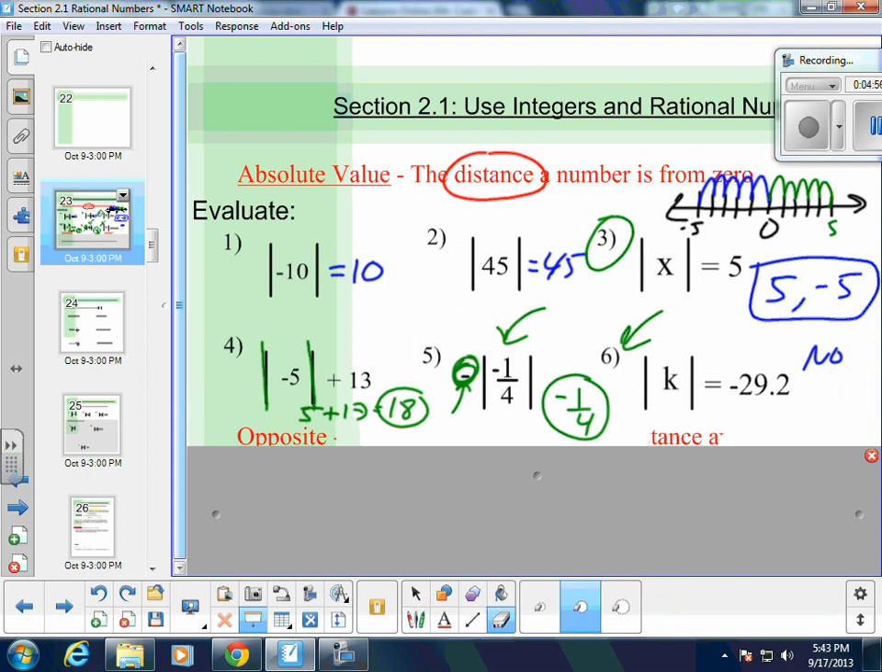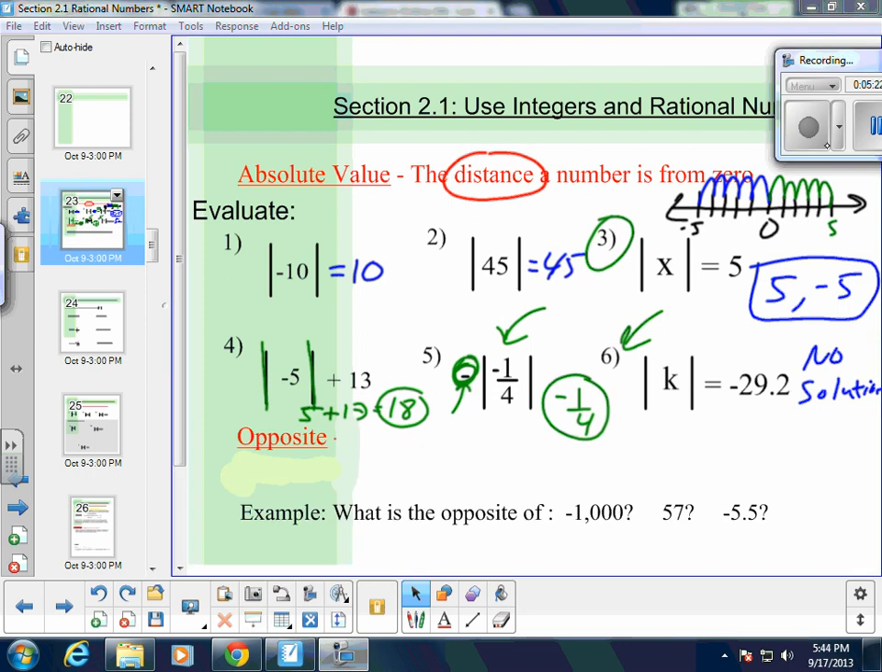No solution. If I'm going to put a number in between the two lines for absolute value, when I take the absolute value of it, I've got to get the positive of that. Well, then there's no way I can end up with negative 29.2 as a possible answer. So that one is kind of a tricky one, but after talking about it for a while, sometimes we can figure out with absolute value.